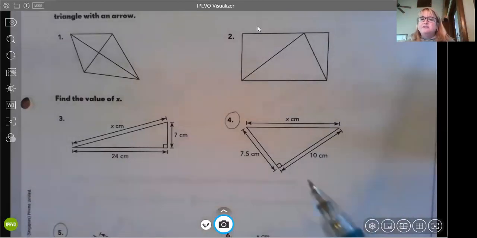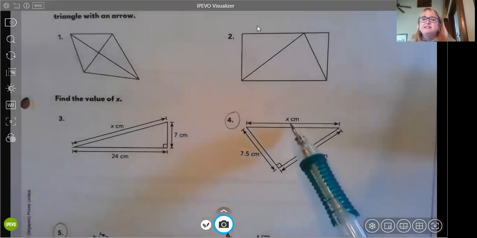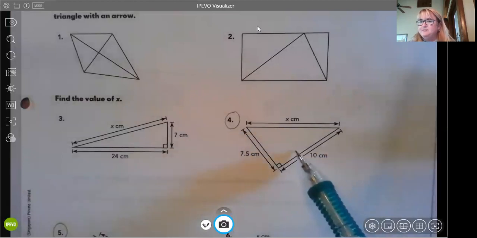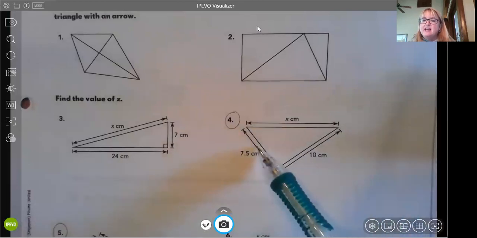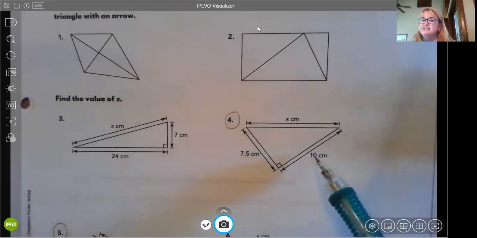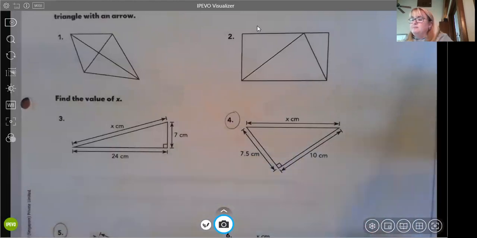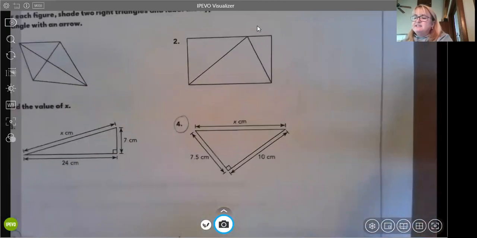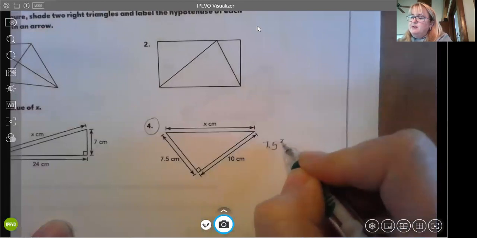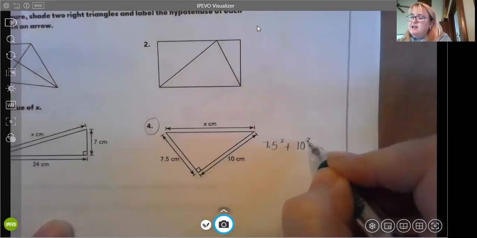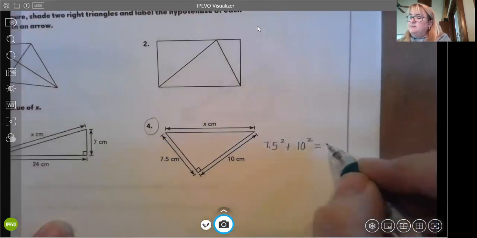So the first thing we need to do is figure out what is our unknown. Is our unknown a leg or a hypotenuse? Well, this unknown is the hypotenuse. So this is a leg, 7.5 is the length of one leg, and 10 is the length of the other leg. So what we can do is put these values into the Pythagorean theorem. Since we know our two legs, that would be 7.5 squared plus 10 squared, and that's going to equal x squared.